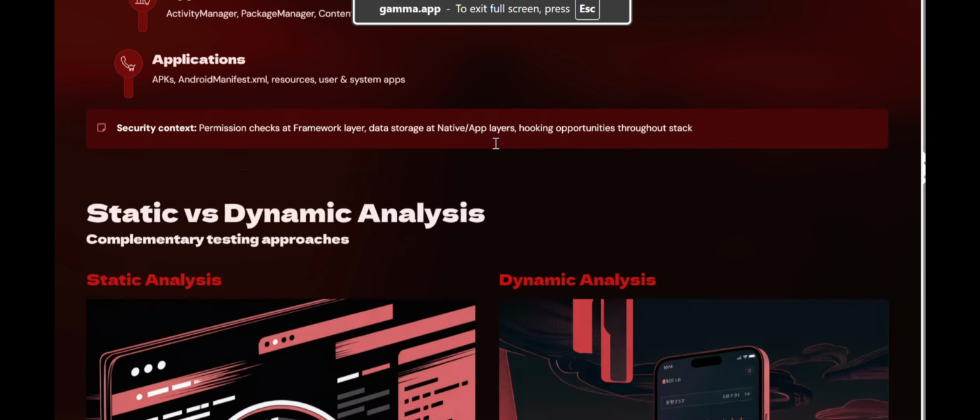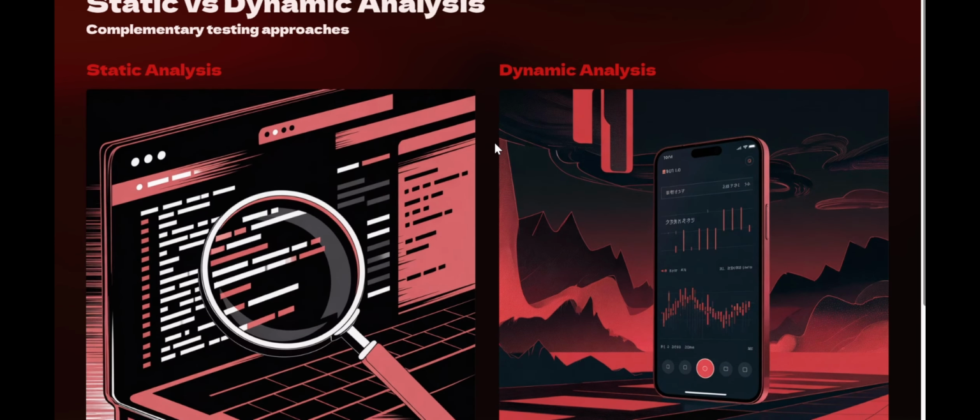Next we can move to static and dynamic analysis. These are the two types of Android pen testing: static analysis, where we analyze before running the app, and dynamic analysis, where we analyze while the app is running. Static analysis means checking the APK code, manifest, permissions and logic. Dynamic analysis means observing the app's behavior at runtime, including network requests and runtime changes.